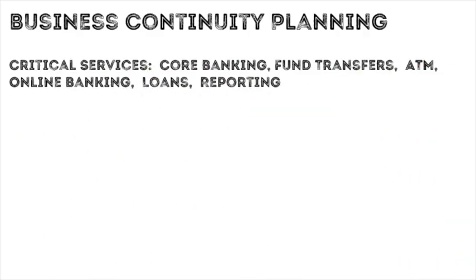Let's begin with business continuity planning. The banking information system supports critical operations such as customer deposits and withdrawals, fund transfers through NEFT, RTGS, and IMPS, ATM and POS transactions, online and mobile banking, loan processing, and financial reporting. Among these, core banking transactions rank the highest in priority, as they directly impact customers and financial stability.